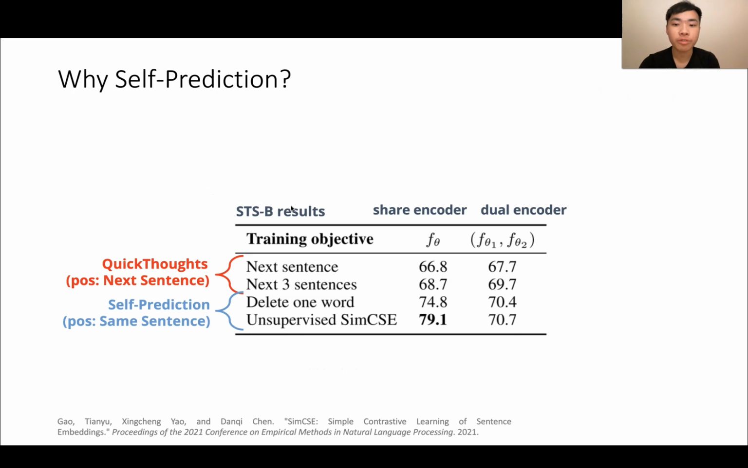And they also try different training tasks, like next sentence prediction in Quick-Thought, and we can also try this for BERT, but it's not as effective as self-prediction. They also try a dual encoder and compare it to a shared encoder. The results show that one single encoder is a better sentence encoder.